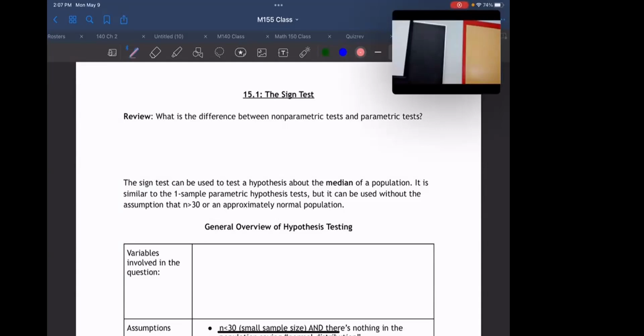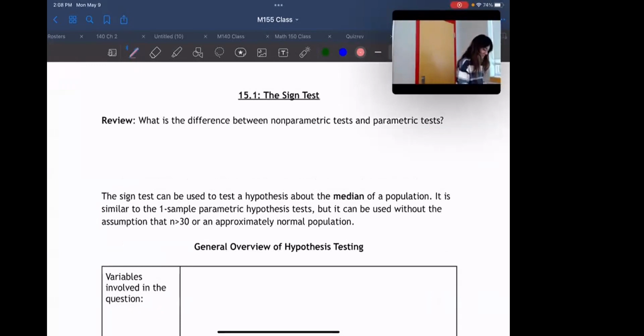Last session we're doing. We already went over 15.2 and 15.3. The reason I do this one at the end is I think this one's a little bit easier than a normal test. So I think this is like the easiest thing we'll do this semester. Okay. So chapter 15, it's called non-parametric statistics.